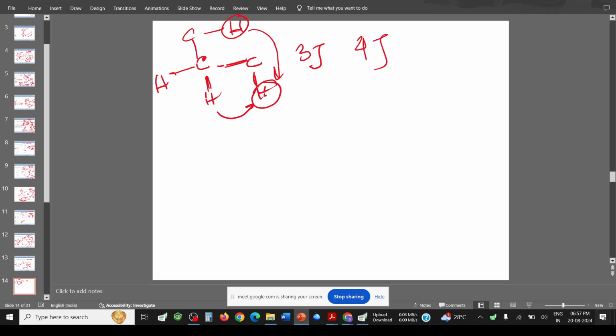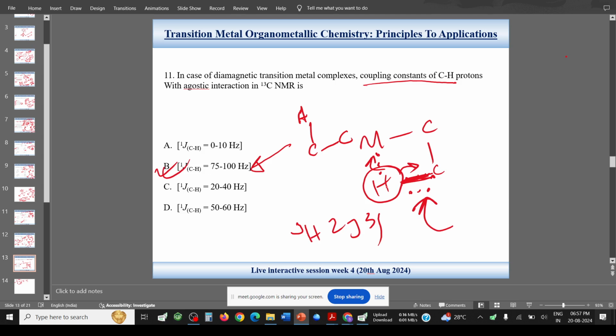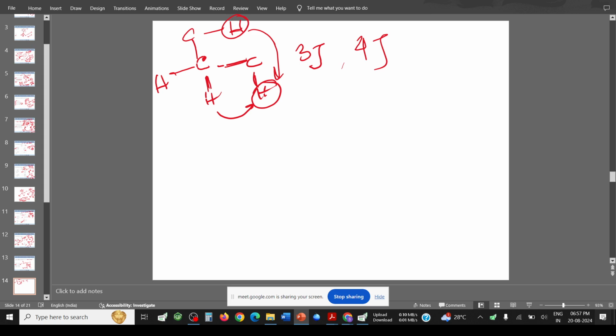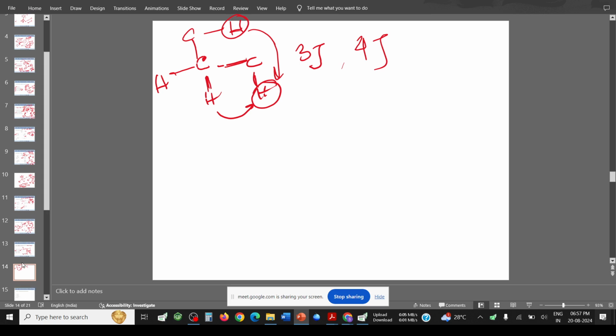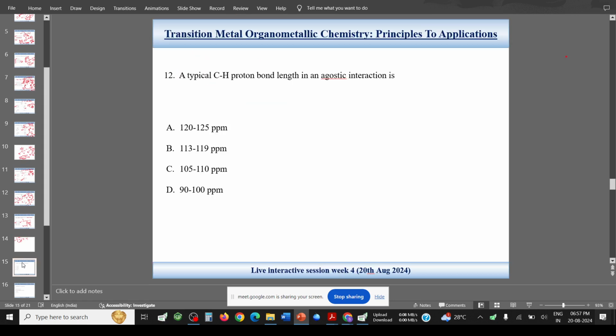As the distance between the bonds increases, the coupling constant decreases. That means the interaction decreases. So for that, because the hydrogen is interacting with the metal, this bond strength decreases. That's why the coupling constant also decreases. Okay. Next question: a typical CH bond length in agostic interaction is.